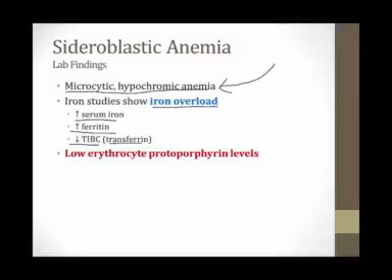This is obviously very different from iron deficiency anemia and also different from anemia of chronic disease, where the serum iron would not be elevated. And then finally, the erythrocyte protoporphyrin level is usually low. This is because you cannot synthesize protoporphyrin, so therefore these levels are low. The one potential exception to this is if a patient develops sideroblastic anemia from lead poisoning, they can potentially have a high protoporphyrin level via the mechanism we described before.